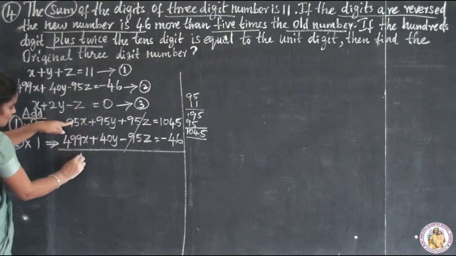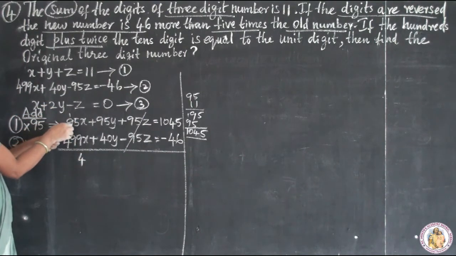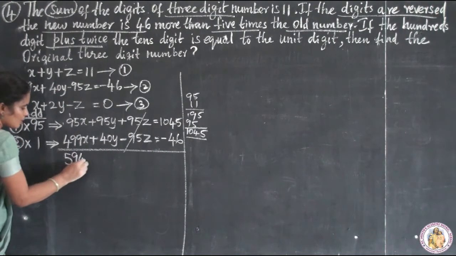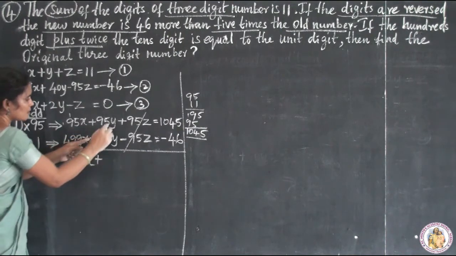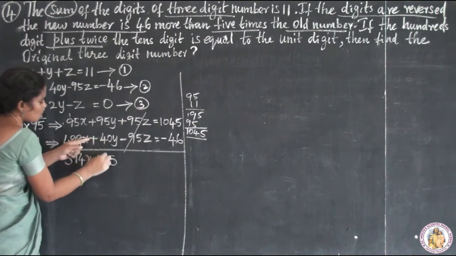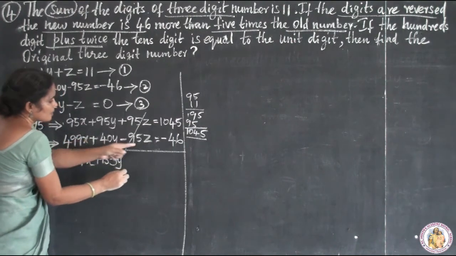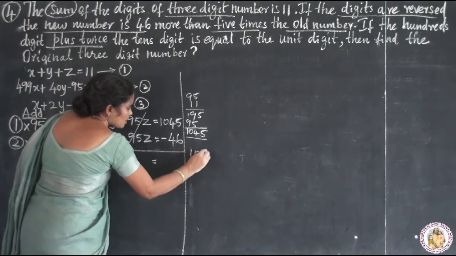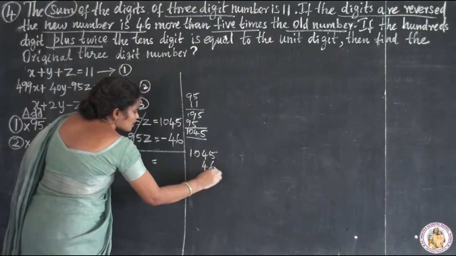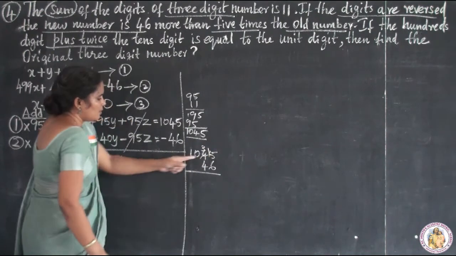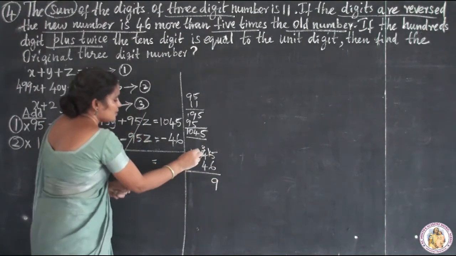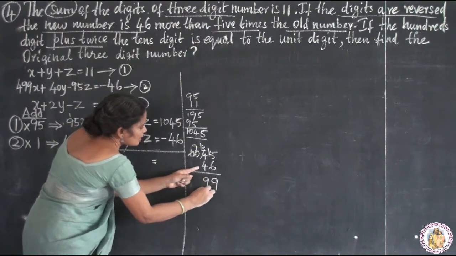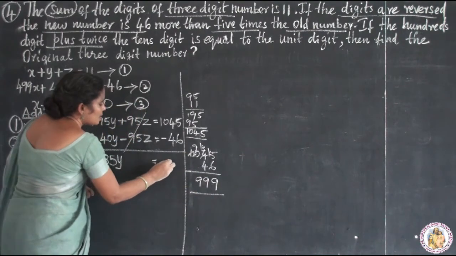9 plus 5, 14, remaining 1, 9 plus 9, 18 plus 1, 19, remaining 1, 4 plus 1, 5. So 1045x plus 13y is equal to 1045 minus 46. 13 minus 4 is 9, and again 9. So 999.